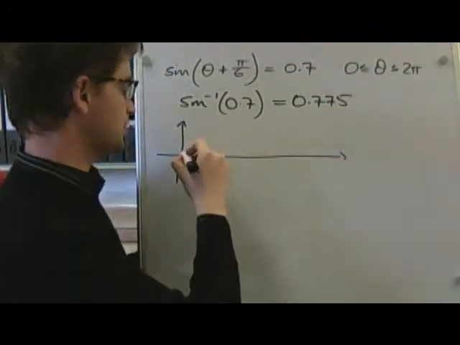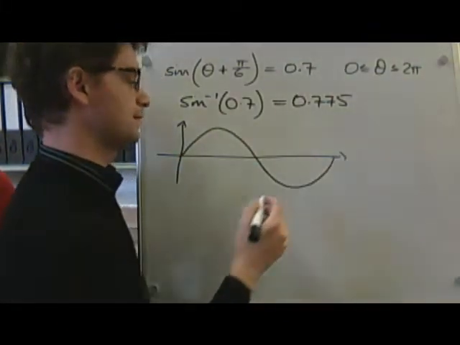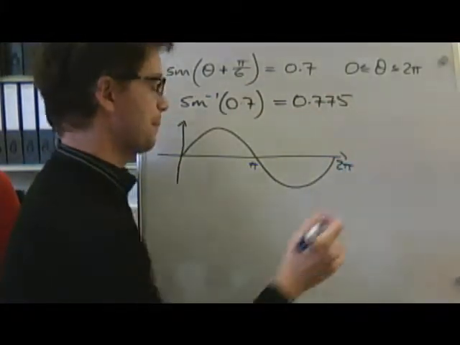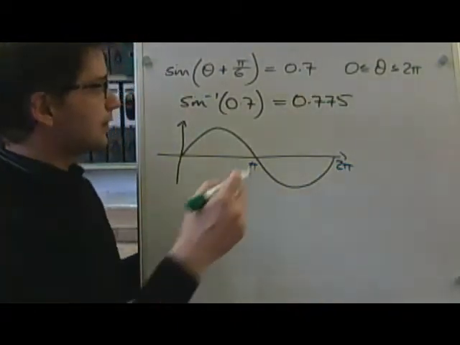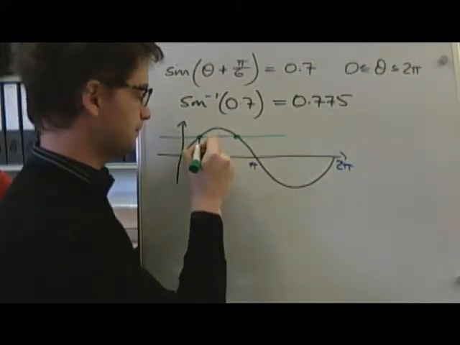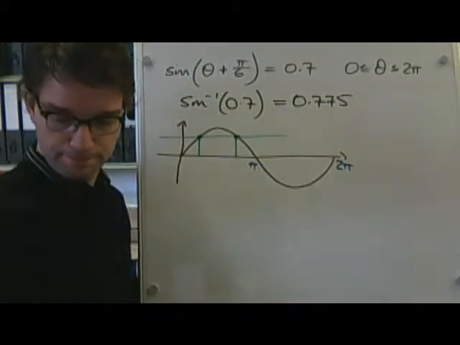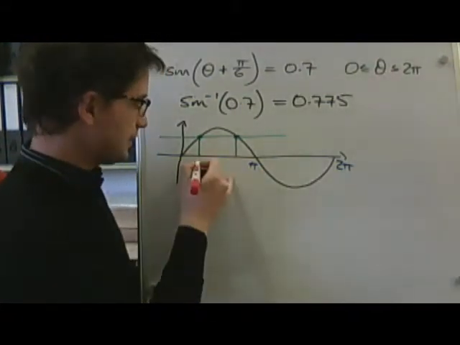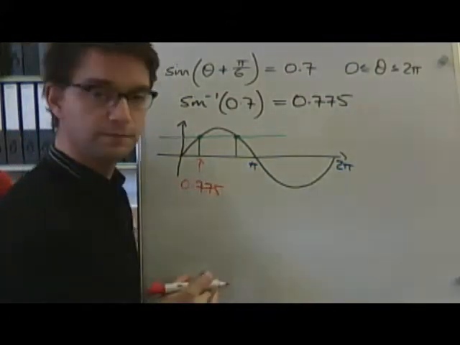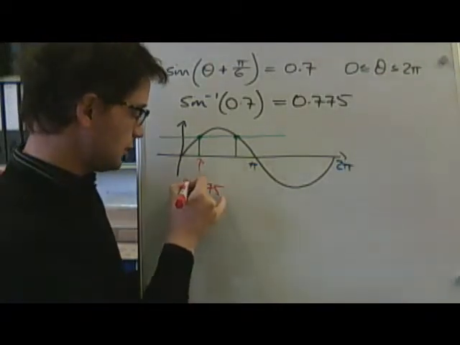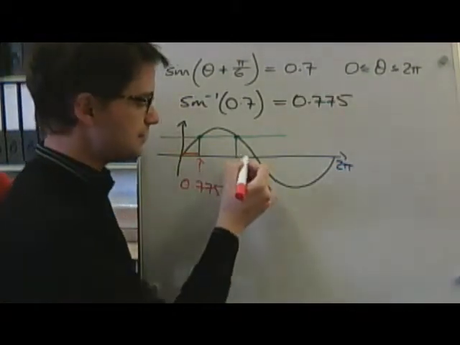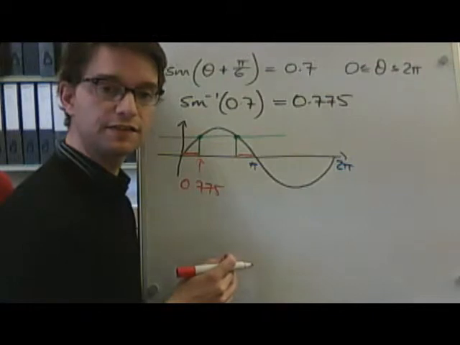So we're drawing our sine curve, and we're looking for solutions between 0 and 2 pi, and we're at a height of 0.7, so we're looking for these two solutions here. The calculator has just told us that this value is 0.775, and as we usually do, we're going to use the symmetry of the curve, which is going to tell us that this distance here must be the same as this distance here.